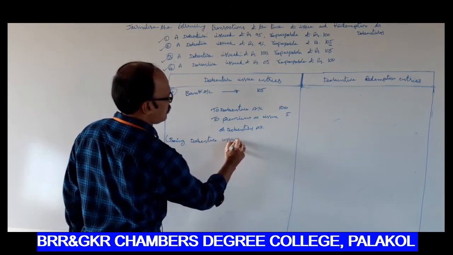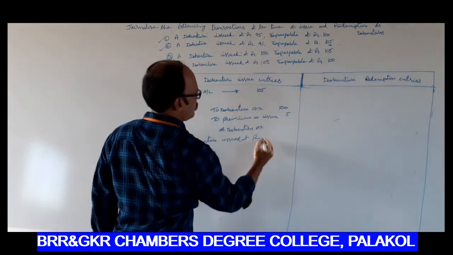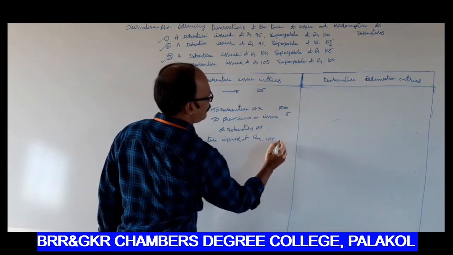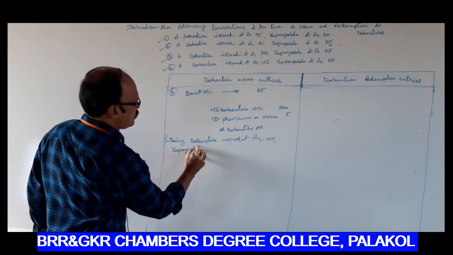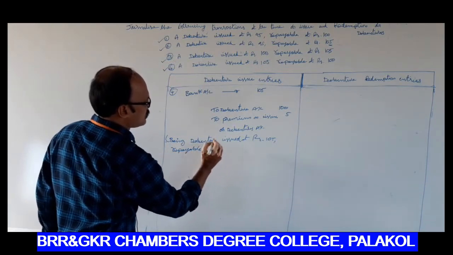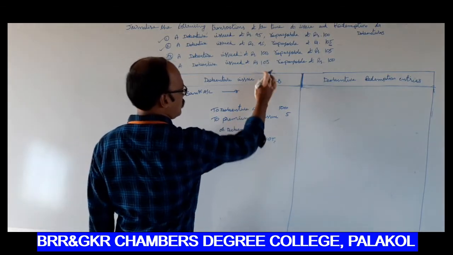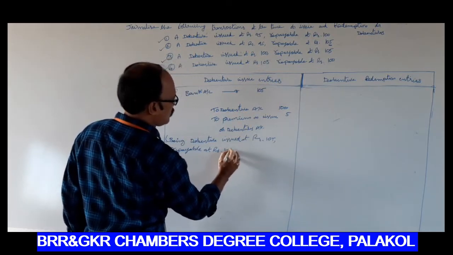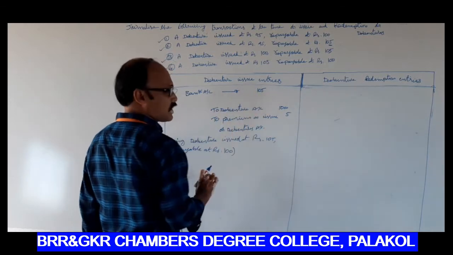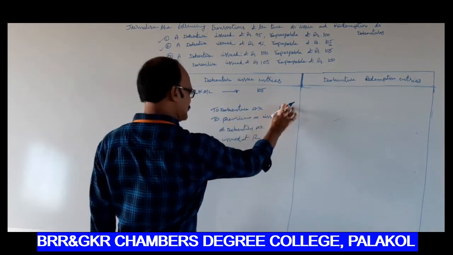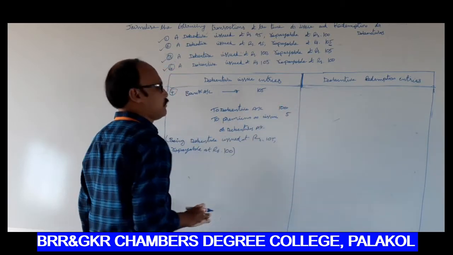Being debenture issued at rupees 105, repayable at rupees 100. Bank account debtor 105 to debentures account 100 to premium on issue of debentures account 5.